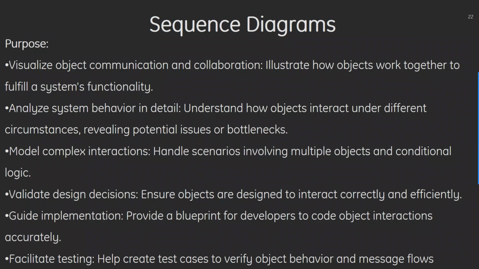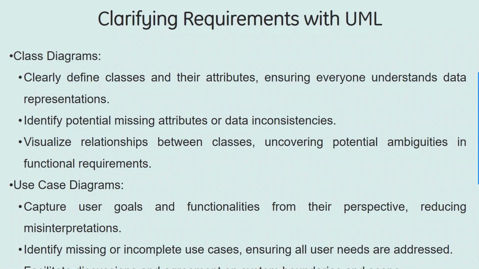We understand how objects interact under different circumstances, revealing potential issues or bottlenecks. Then we have modeling complex interaction. This handles scenarios involving multiple objects and conditional logic. Then we validate design decisions. This ensures objects are designed to interact correctly and efficiently. Then we have guide implementation, to provide a blueprint for developers to code object interaction accurately. Then we have facilitate testing, which helps create test cases to verify object behavior and message flows.